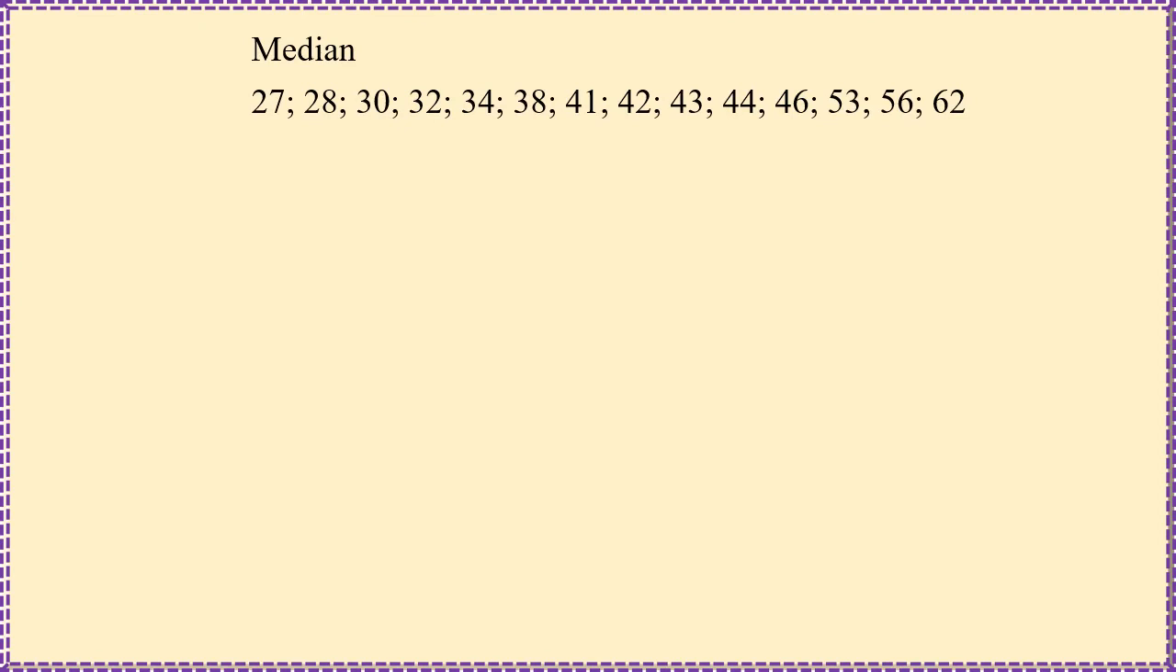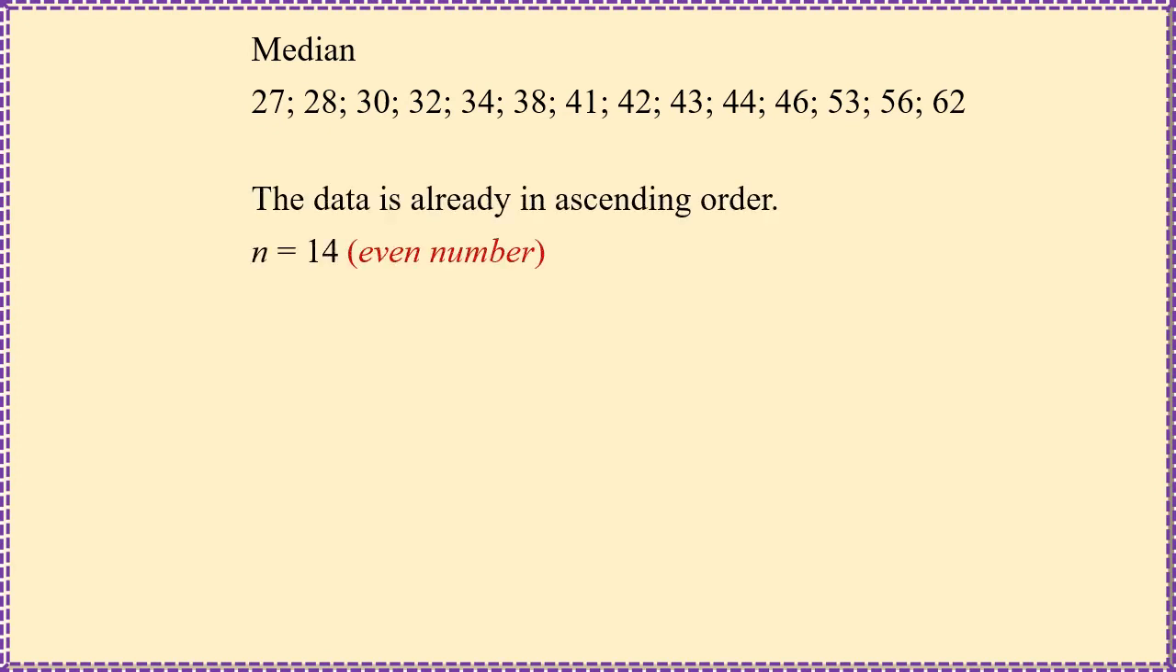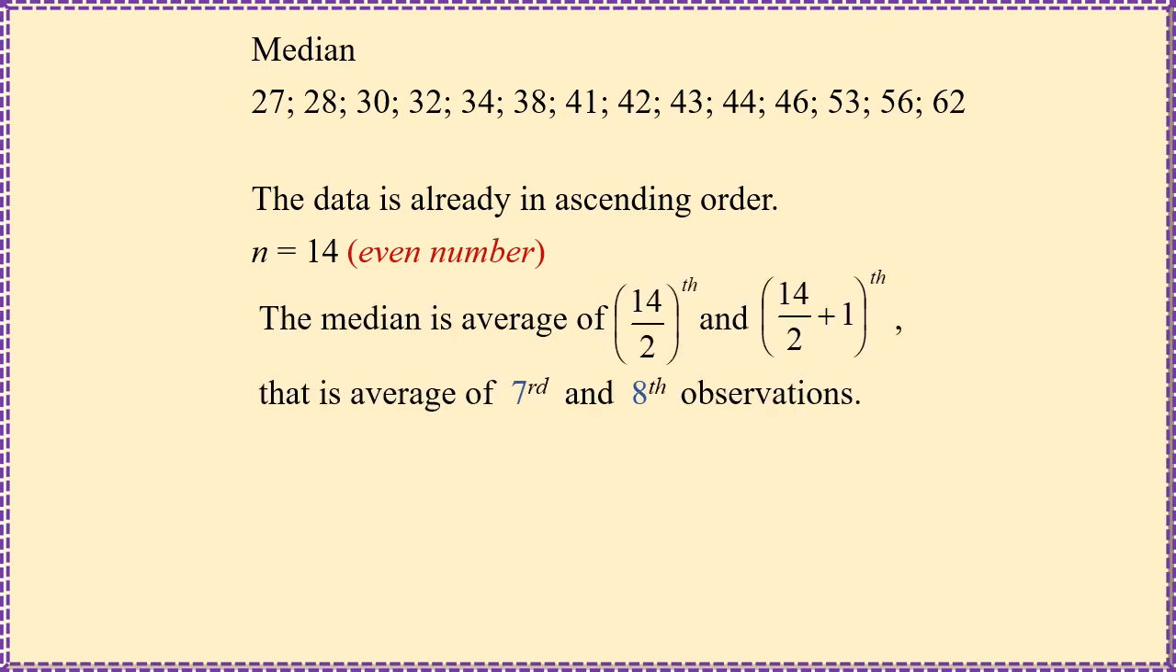So for the median, we need to rearrange the data first. So now we have the arranged data. Because we have 14 data, 14 is an even number. So we need to find the average between 14 over 2 and 14 over 2 plus 1, which is equal to the 7th and 8th observation. The 7th observation is 41 and the 8th observation is 42. So the average between these two values is 41.5. So the median is 41.5.